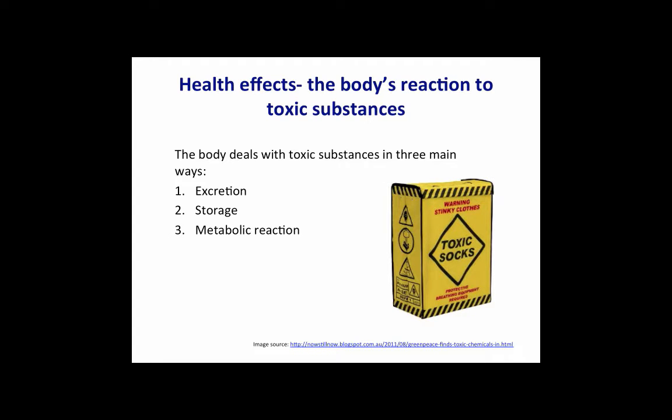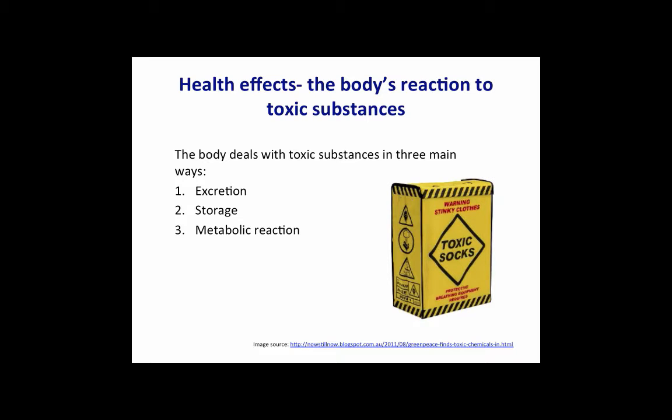Health effects, the body's reaction to toxic substances. The body may deal with toxic substances in one of three ways: either excretion, storage, or through a metabolic reaction. With excretion, removal may be from the lungs via coughing, sneezing, or lacrimating. Toxic substances may stimulate vomiting, which will remove them from the stomach. Many chemicals pass into the bloodstream and are removed by the kidneys, which may result in kidney damage.